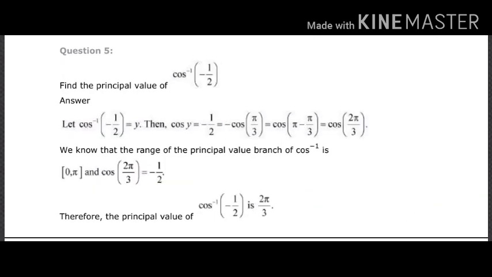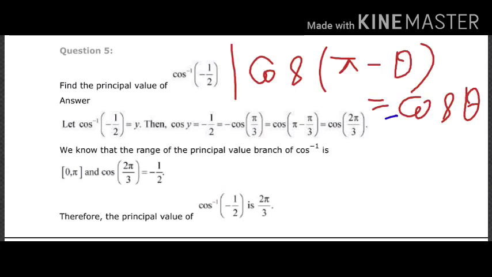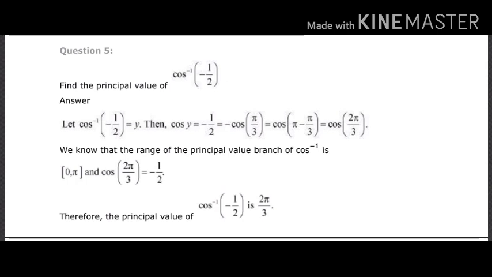Now question number 5. Find the principal value of cos inverse minus 1 by 2. We know, in the same way, cos inverse minus 1 by 2 equals y, then cos y is equal to minus 1 by 2. Minus cos theta is equal to cos pi minus theta. From the above formula, we can write cos pi minus pi by 3, then cos 2 pi by 3 after solving pi minus pi by 3.